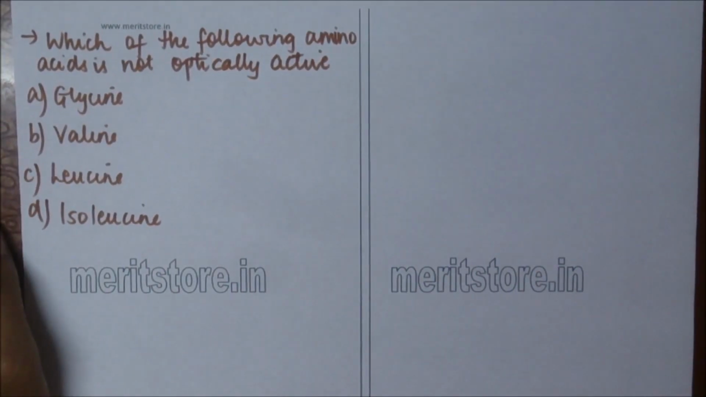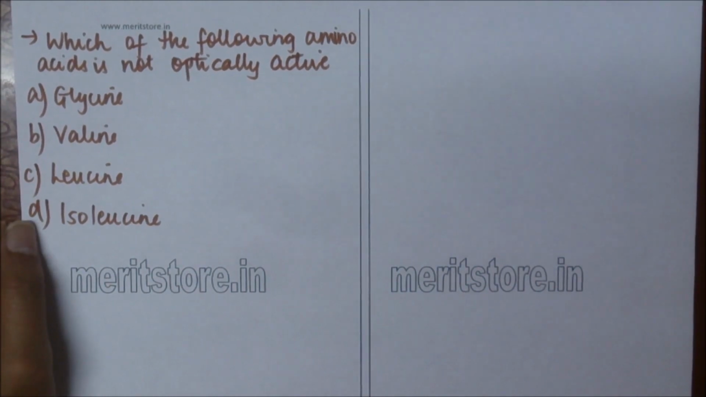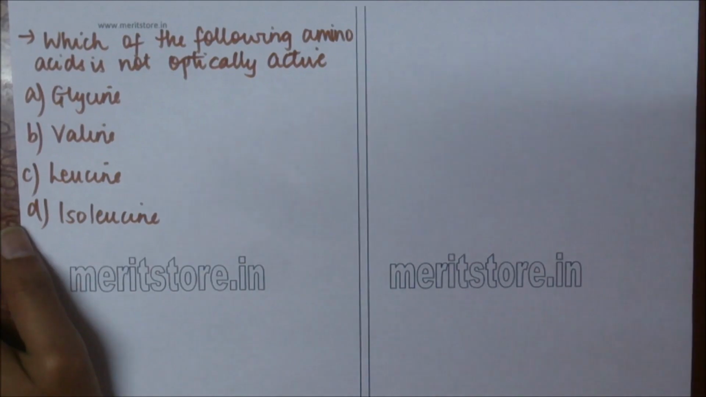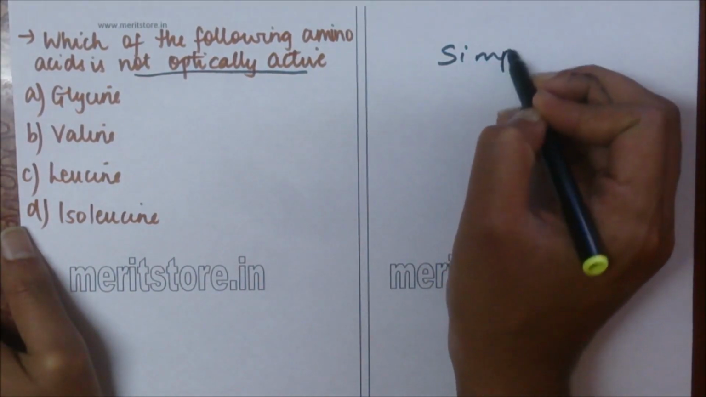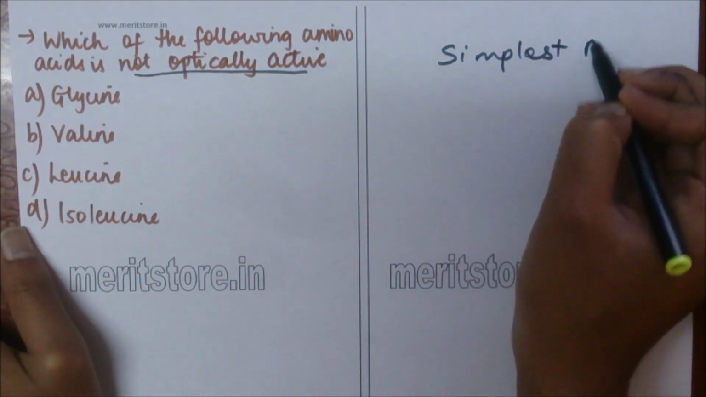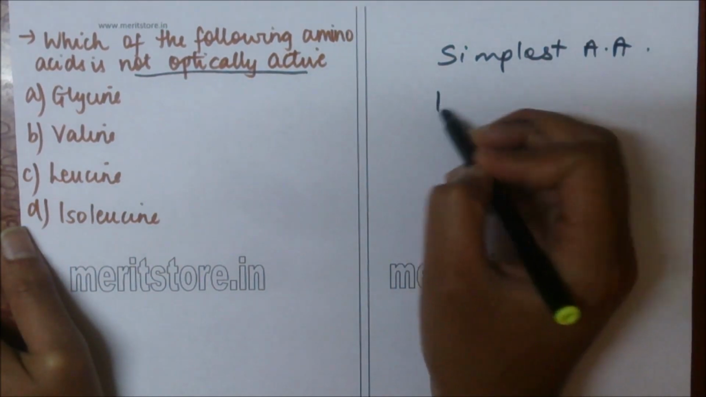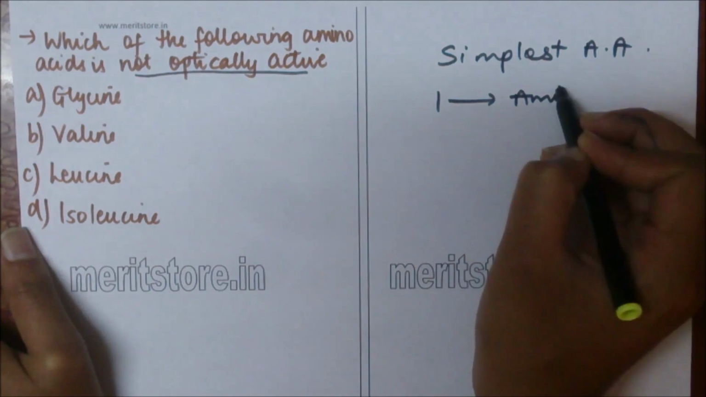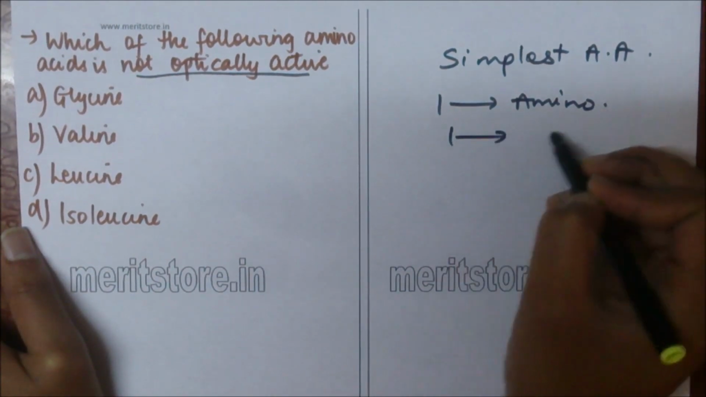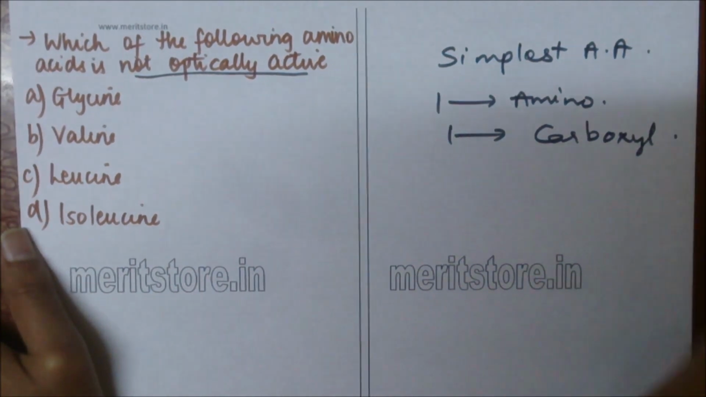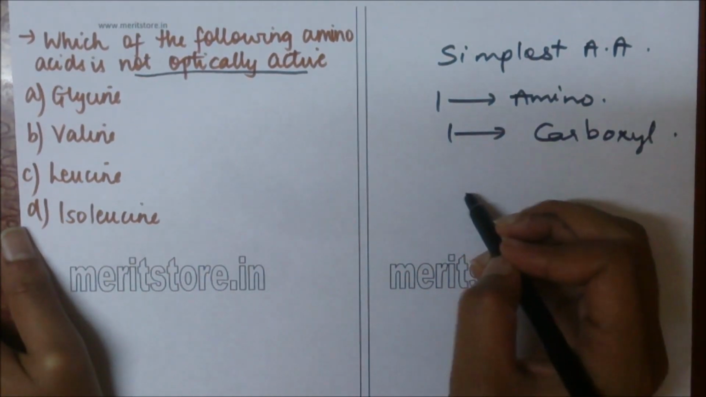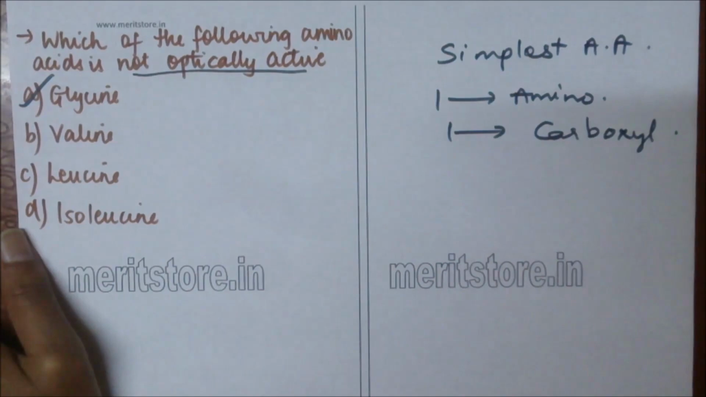Which of the following amino acids is not optically active? A. Glycine, B. Valine, C. Leucine, D. Isoleucine. Glycine is not optically active because it is the simplest amino acid. It consists of only one amino group and one carboxyl group. It does not contain any substituent or other functional group. So option A is the correct answer.